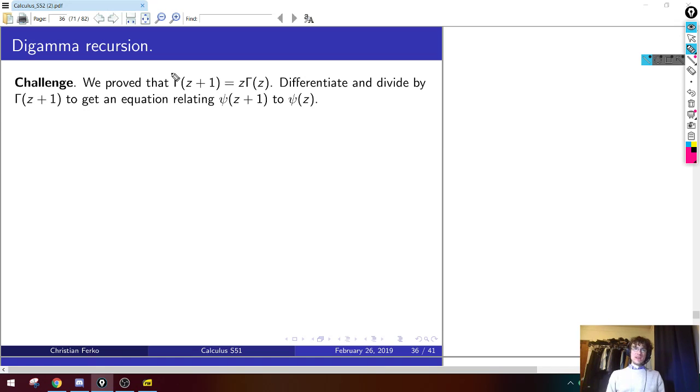So we know that gamma satisfies this important relationship which acts like a factorial. So by taking derivatives of this thing and massaging it, we should get a similar recursion relation for digamma. So I'll ask you how to do it. If I take derivatives and then divide by appropriate things to turn these into digammas, what relationship do I get for the digamma function?